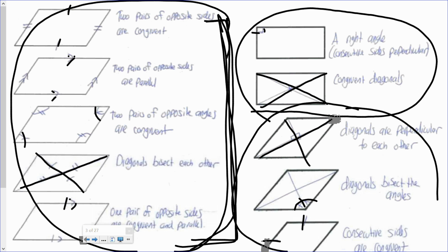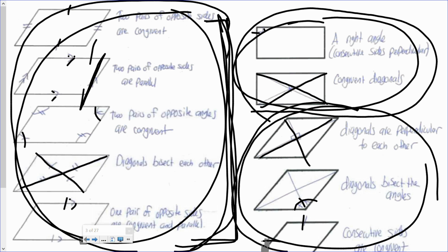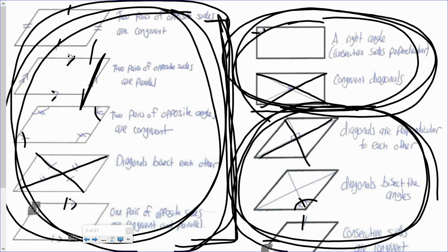Now, let's talk about how to prove the different shapes. To prove a rectangle, I need to first prove that it's a parallelogram, and then I prove one of these 2. To prove a rhombus, I first prove a parallelogram, and then I prove one of these 3. And to prove a square, I first prove it's a parallelogram, then I prove it has one of the rectangle properties, then I prove it has one of the square properties. So we're going to focus mainly on the properties right now, and the how-to proofs, we'll keep more for proofs.